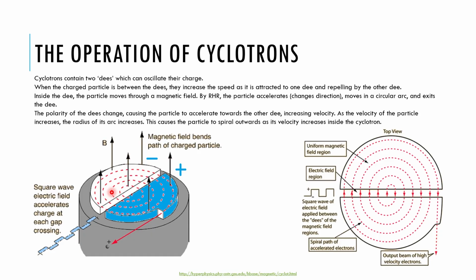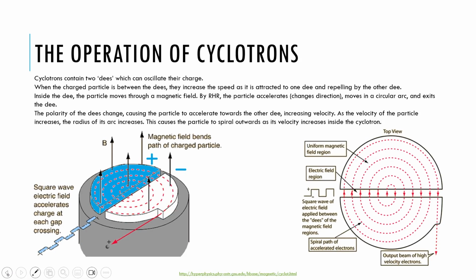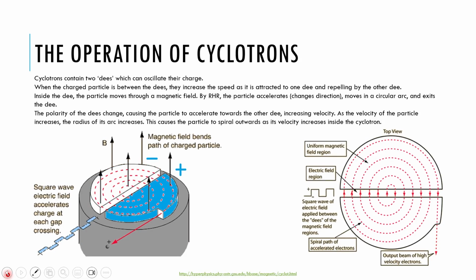So cyclotrons have two semicircular sections to them, which are commonly referred to as Ds because a semicircle is in the shape of a D. And these essentially act as charge zones. And these zones can oscillate in their charge. This is achieved by having a square wave of electric current. Effectively, it's AC. A charge is placed inside this area and is able to be accelerated by being attracted to one side of the Ds and repelled by the other side of the Ds.